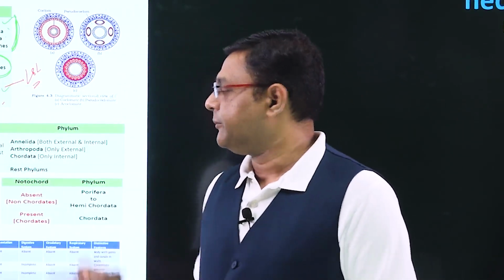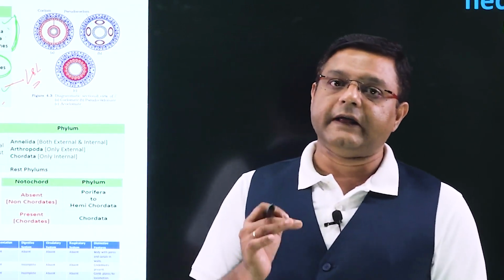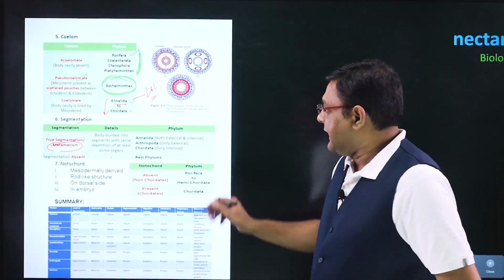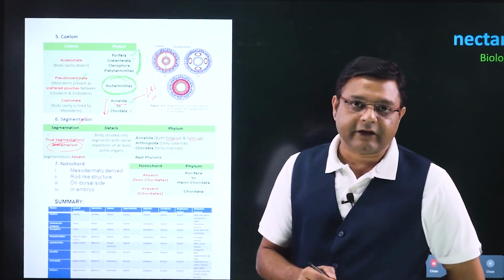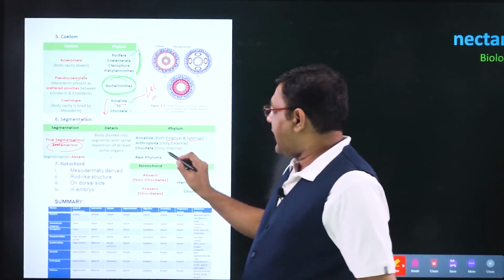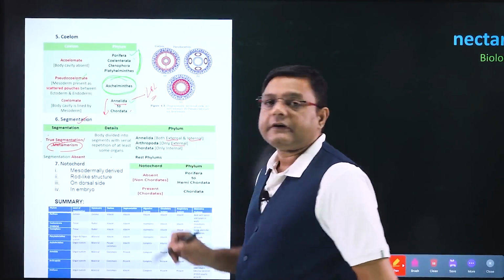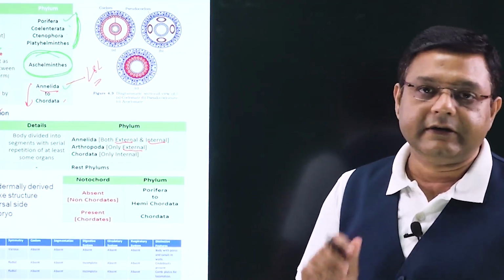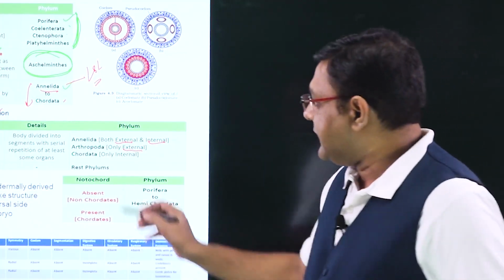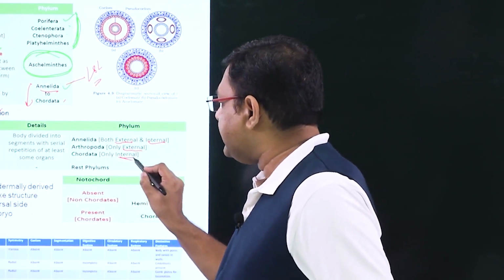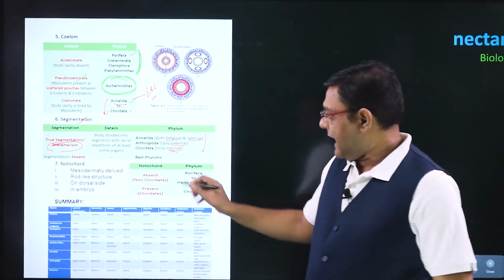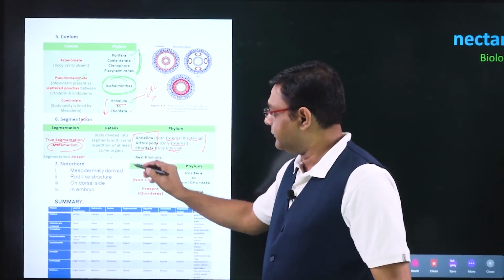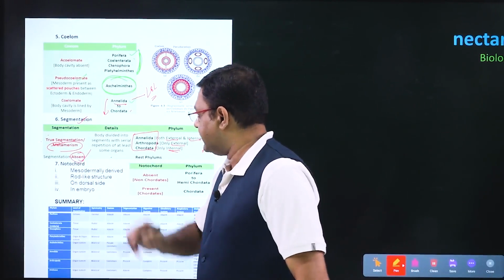Now this particular condition, true segmentation or metamerism, is found in just three phyla. The first phylum is Annelida. In Annelida, the body is segmented both externally and internally. The second is Arthropoda. The segmentation is only external, no internal segmentation is there. But in the case of Chordata, it is only internal segmentation. And in all the phyla apart from these three, segmentation is absent.